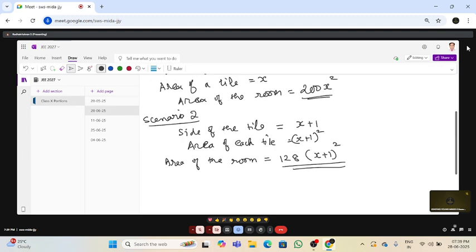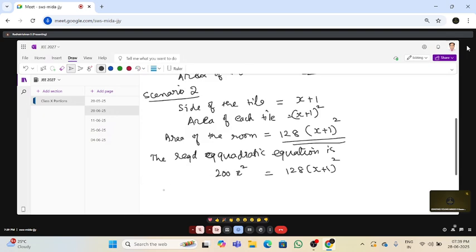So the required quadratic equation will be 200 x square equal to 128 into x plus 1 whole square. So if the side is x, you need 200 tiles, and if the side is x plus 1, you need 128 tiles. So this is the required quadratic equation. Okay, that is the first part.